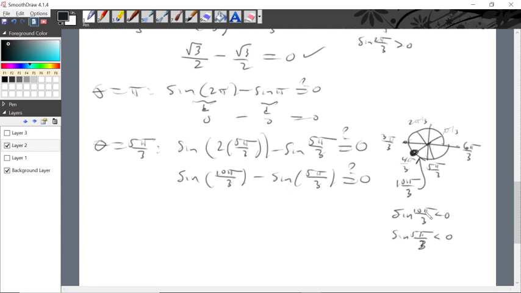The reference number is pi over 3. We just know it's going to be a negative output, okay? The sine of pi over 3 is, again, root 3 over 2. So the sine of 10 pi over 3 is negative root 3 over 2. So negative root 3 over 2 minus the sine of 5 pi over 3, which is also negative root 3 over 2. Okay? Negative times negative is positive, so this is in fact going to equal 0. We add these together. Okay?